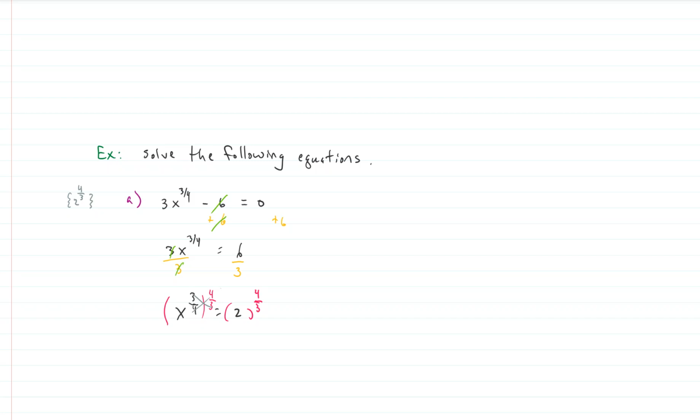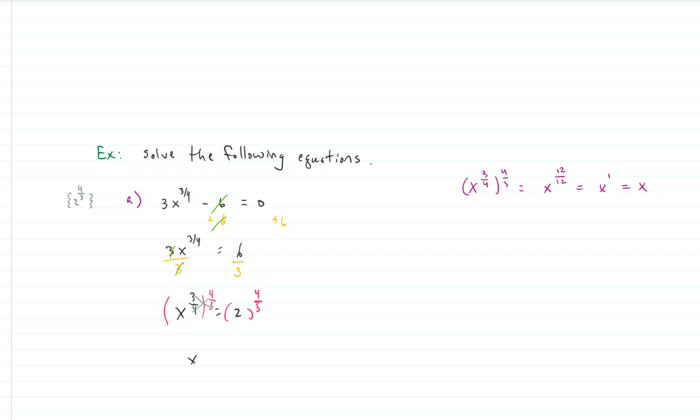In other words, let me write that over here, just to make sure that you are understanding what I'm saying. So we have x to the 3/4, all to the 4/3. When we simplify this using our exponent rules, we get x to the 3 times 4, which is 12, over 4 times 3, which is 12. That's the same thing as x to the 1, which is just x. So in other words, they cancel each other out. That's why we chose to flip the power and then raise both sides to that flipped power.